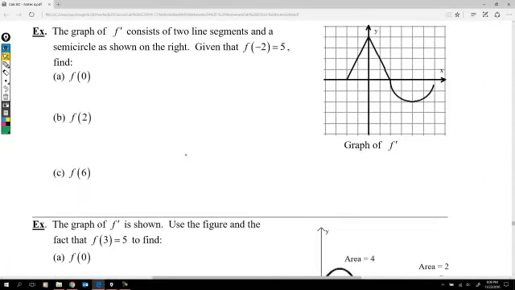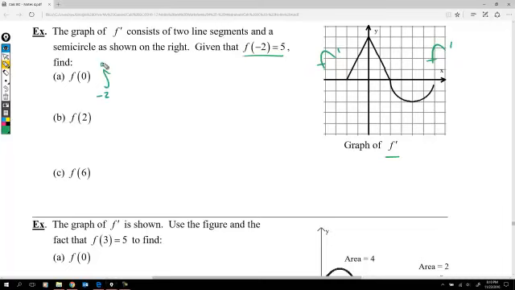Now I have a graph, and this is the graph of f prime. And remember, every time I see that, I put that all over the place just to remind myself. This is f prime. I know an initial condition. I know f of negative 2 is 5. I want to know what f of 0 is. So I'm going to use this same idea.